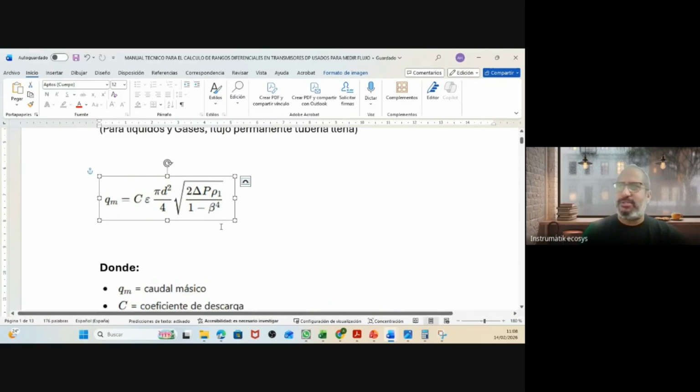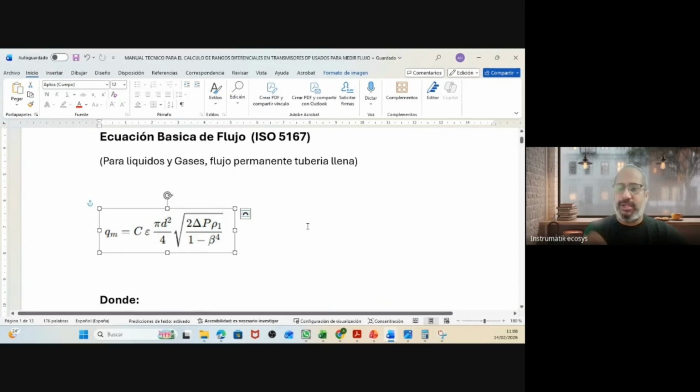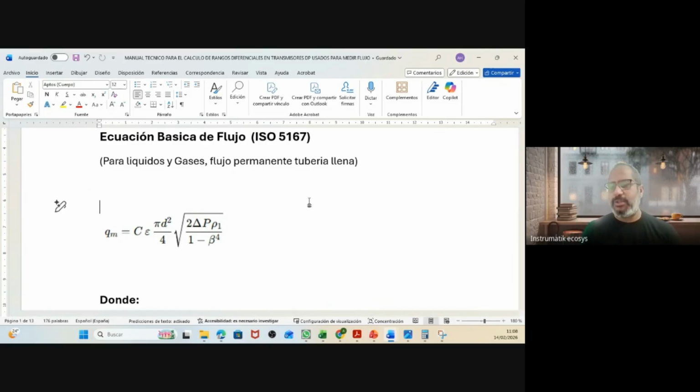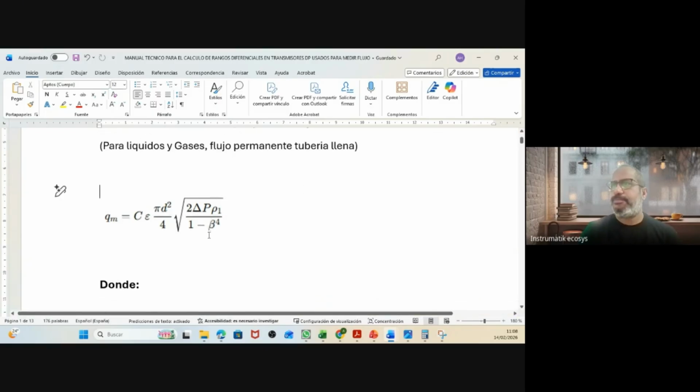So some material here is in Spanish and some other in English. So this can be very confusing or difficult to understand. Don't worry about that, because in a moment I'm going to show you my calculation template. And in that calculation template, you can just type the values and get to the DP range that you need. Okay.